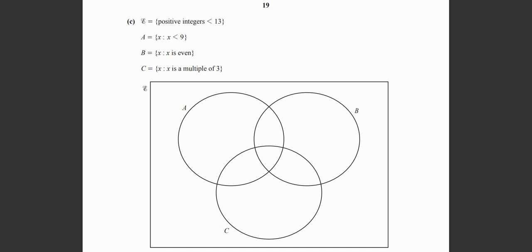B is such a number that it is even. C is such a number it is a multiple of 3. So look, the universal set is going to be all the numbers from 1, 2, 3, all the way up to 13. A is going to be from 1, 2, 3, all the way up till 8. B is even, so it's going to be 2, 4, 6, 8, 10, 12. And C is a multiple of 3, so 3, 6, 9, 12.